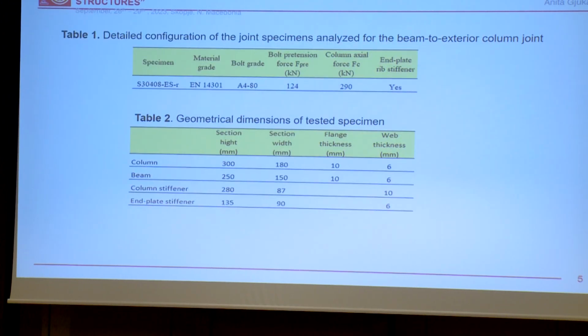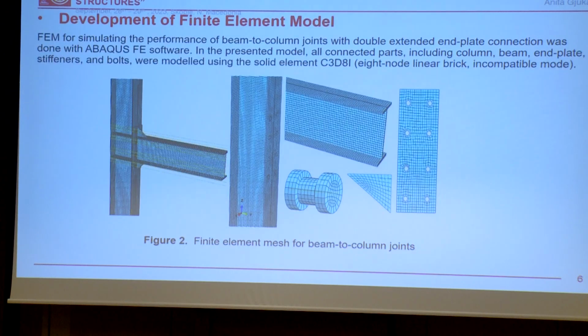Also, in the next table are presented the steel grades, bolts, pretension bolt load, and the axial load that was applied at the column end, which will be displayed a little bit later. Also, in table 2 are presented the geometrical dimensions of the tested specimen, including column, beams, rib stiffeners, and the column stiffeners that are used.